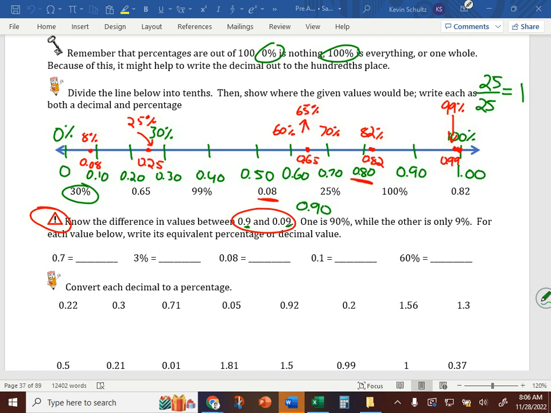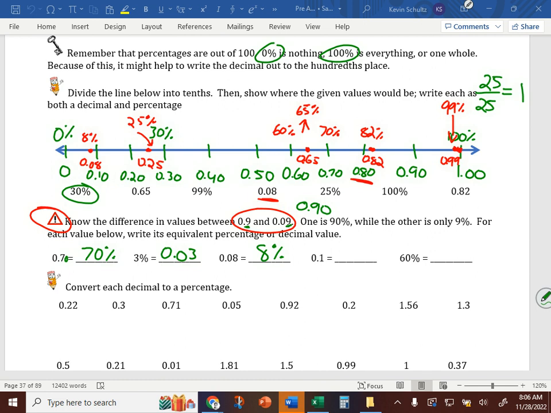So 0.7, 70% or 7%? Regan, 70%, okay? Because it's got that extra spot for that 0 there, 70%. 3% as a decimal, is it going to be 0.3 or 0.03? Gregory? 0.03. Okay, only 3%, 3 pennies, 0.03. 0.08, 80 or 8%, Ryan? 8%. That 8 is in the hundredths place.